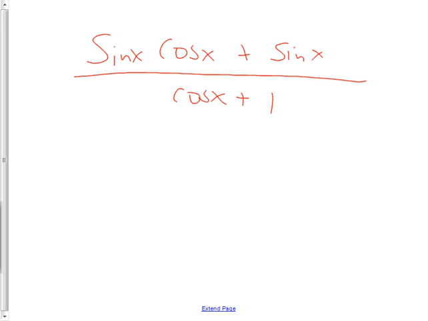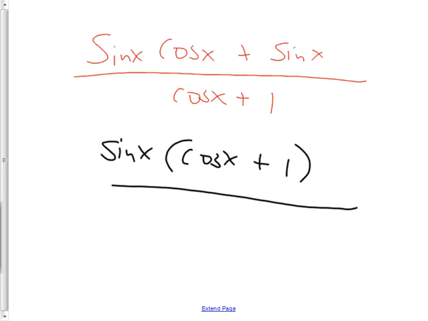The sine x factors out when I have cosine x plus 1. All right, so I factored out the sine x, and then on the bottom, I still have a cosine x plus 1. And why is that good? Because these cancel. So the answer is just sine x, see? Did you understand how that factoring worked?